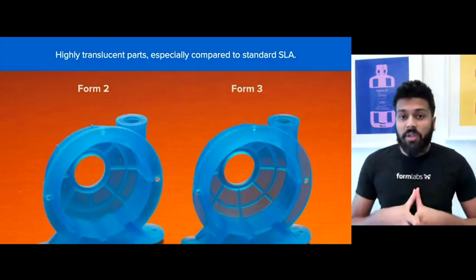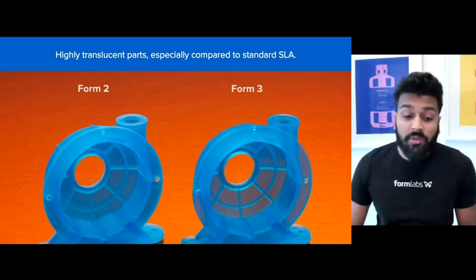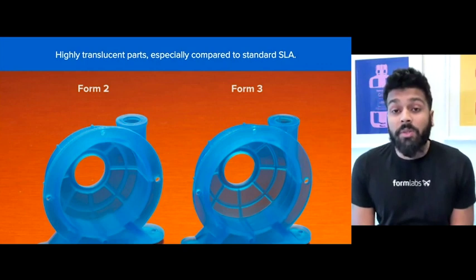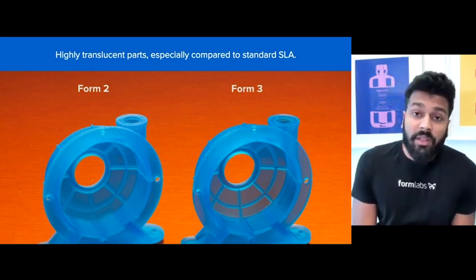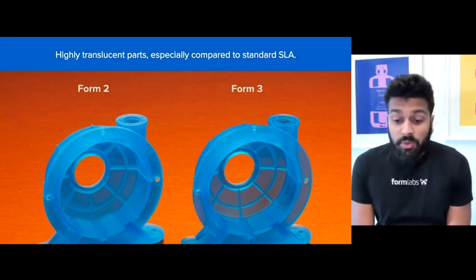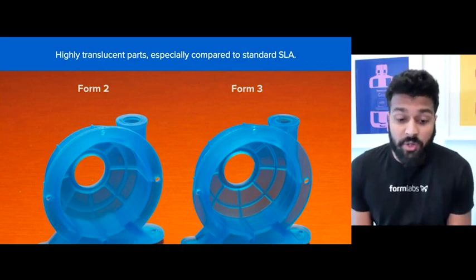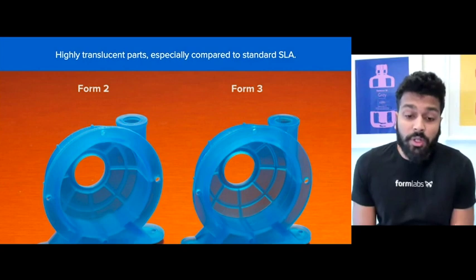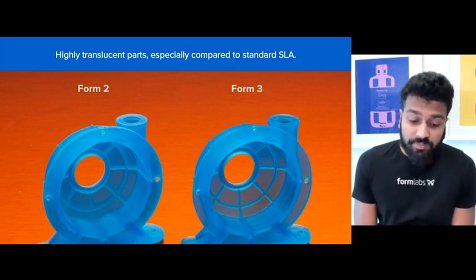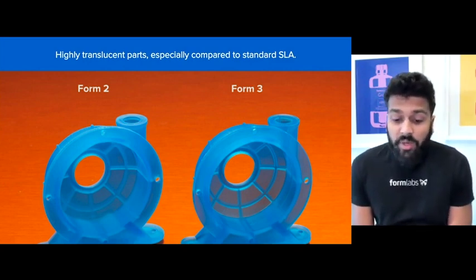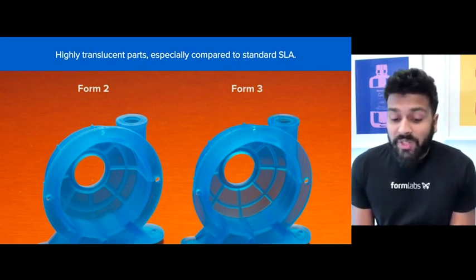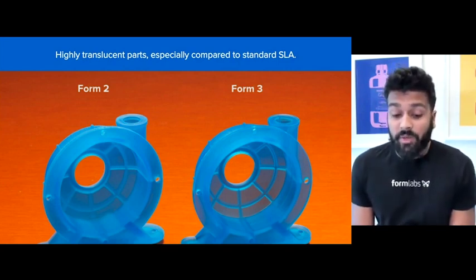This is another great benefit of low force stereolithography. You get highly translucent parts, especially compared to standard SLA. So this is looking at even more of the benefits of LFS in general. On the left-hand side here is one of Formlabs' earlier printers called the Form 2. And you can see on the right-hand side the Form 3, which uses LFS, how much more translucent this pump housing part is on the right.